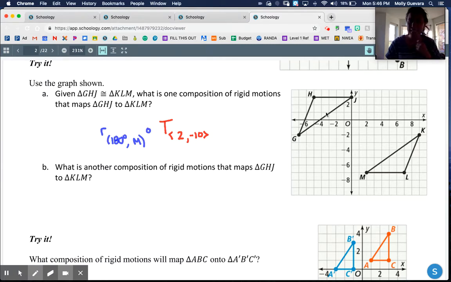I see that I could, so the halfway mark, let's see, between J and M is right here at x equals 1. So if I reflect this triangle, I'm going to reflect over the line x equals 1. And what that does is that gives me, this is now J prime. What is this name? 5. So this is now H prime.